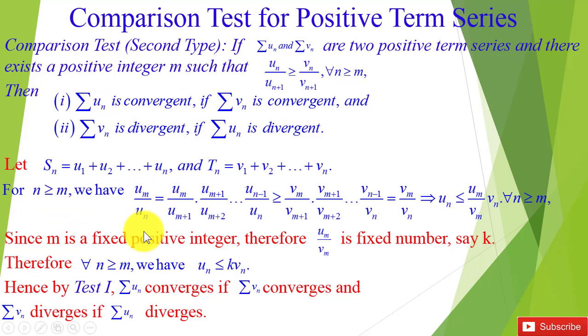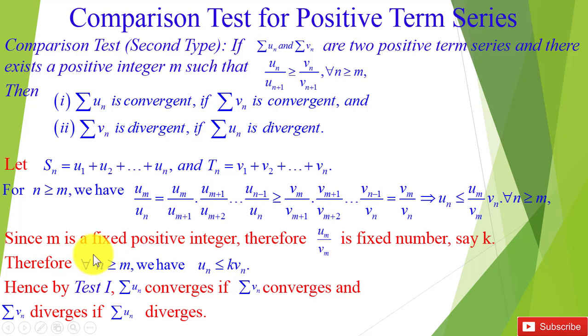um by un is equal to um by um plus 1 into um plus 1 by um plus 2 dot dot up to un minus 1 by un, which is greater than or equal to Vm by Vm plus 1 into Vm plus 1 by Vm plus 2 up to Vn minus 1 by Vn, which is equal to Vm by Vn, implies that un is less than or equal to um by Vm into Vn for all n greater than or equal to m.